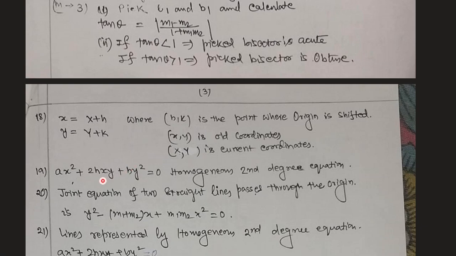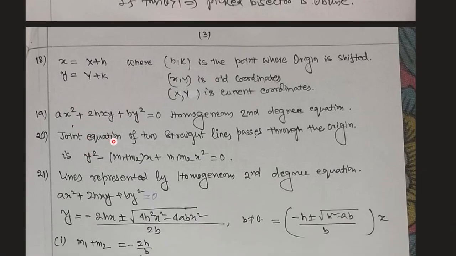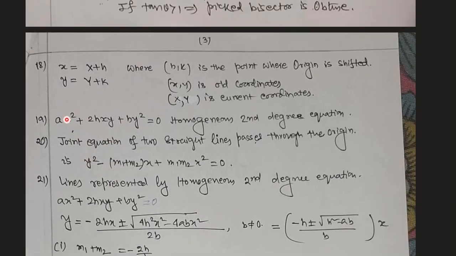Okay, now coming to the pair of straight lines, we know that this is the homogeneous second degree equation. Why is it a homogeneous second degree equation? Here every term has degree 2, so it is second degree. And homogeneous means there is no difference between their degrees, so every term has the same degree, and the value of the degree is 2 in all cases. That's why it is known as the homogeneous second degree equation. So every homogeneous second degree equation represents a pair of straight lines.